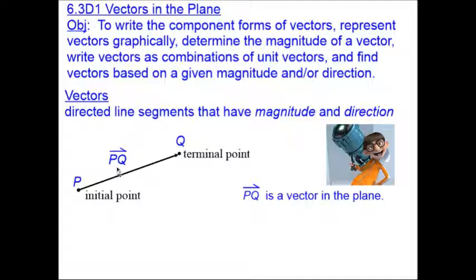So if I have my initial point P and my terminal point Q, then I call that the vector PQ. Notice that it's starting at P and heading toward Q, and that's what the little arrowhead right there is going to indicate for us. The notation is very similar to a ray symbol almost. You have this little arrowhead looking thing on there, and then PQ is just a vector in the plane.